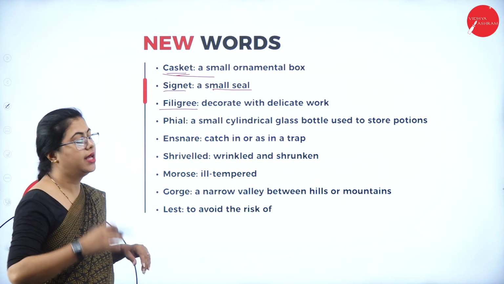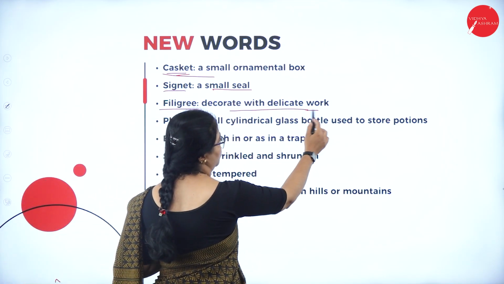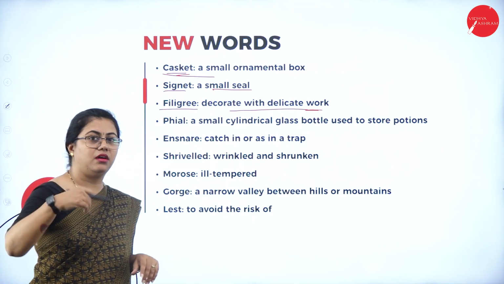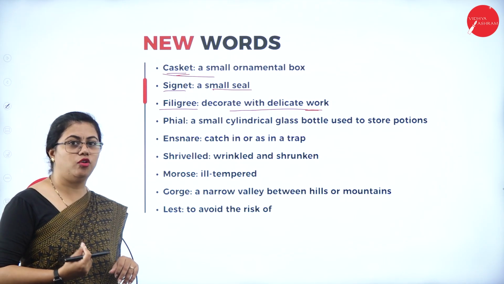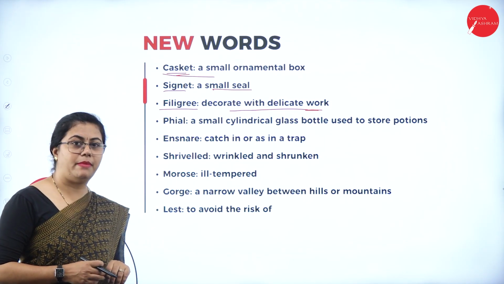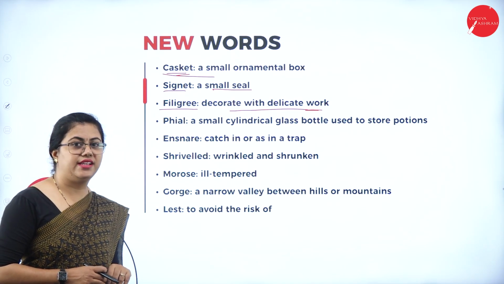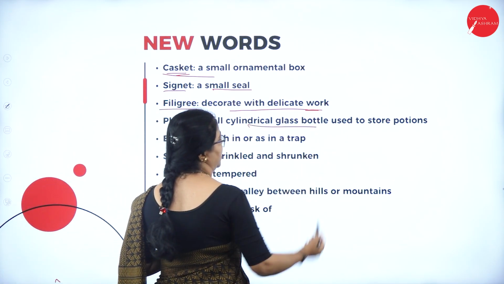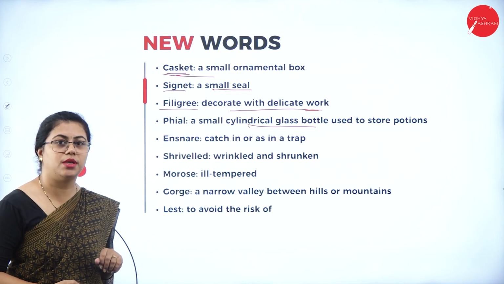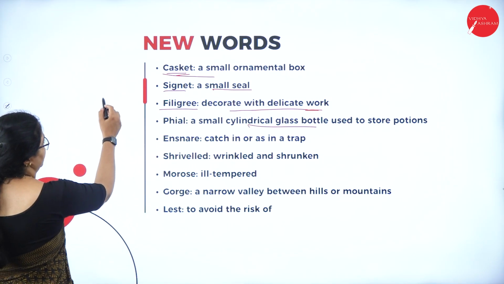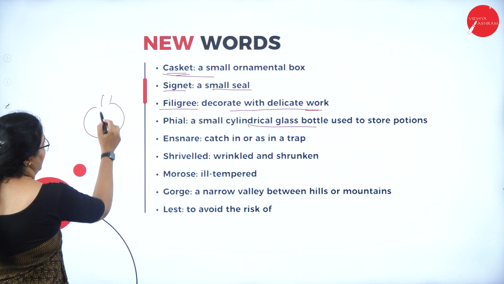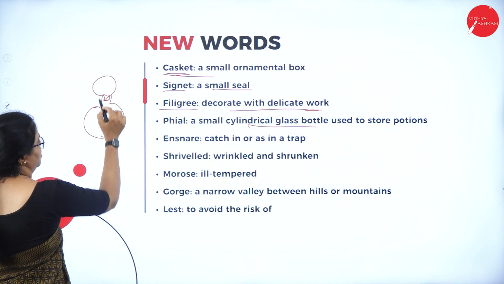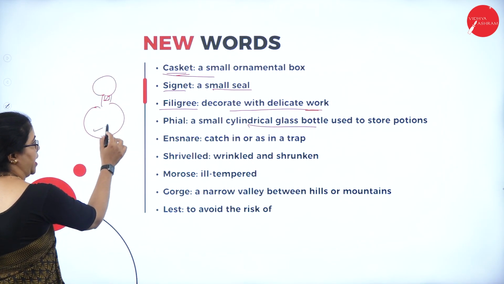It was referred to the basket which had this delicate work. Okay. So something embossing and engraving kind of work will be done on the basket, and that is called a filigree basket. Phial is actually a small cylindrical glass bottle used to store some potions. Nowadays you get some glass bottles wherein you can store perfumes, right? So this is called a phial.